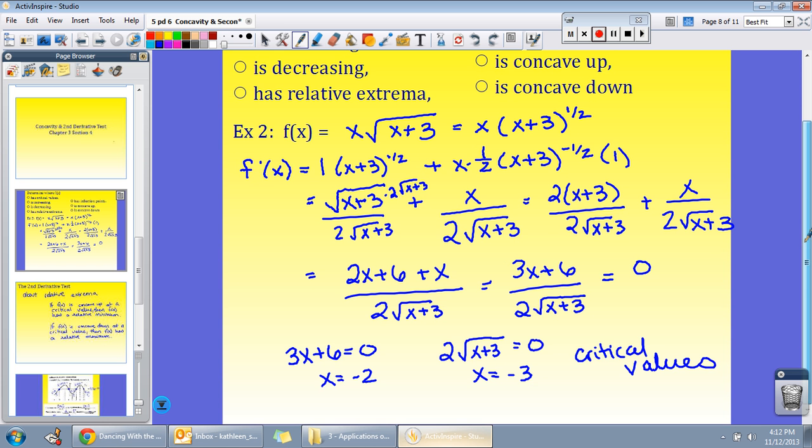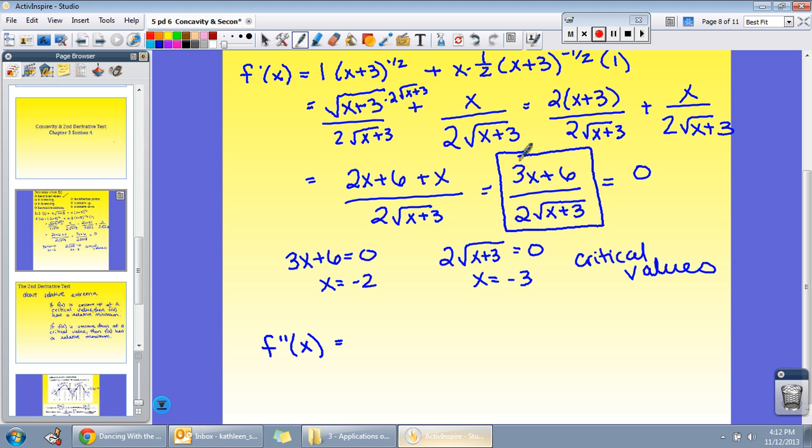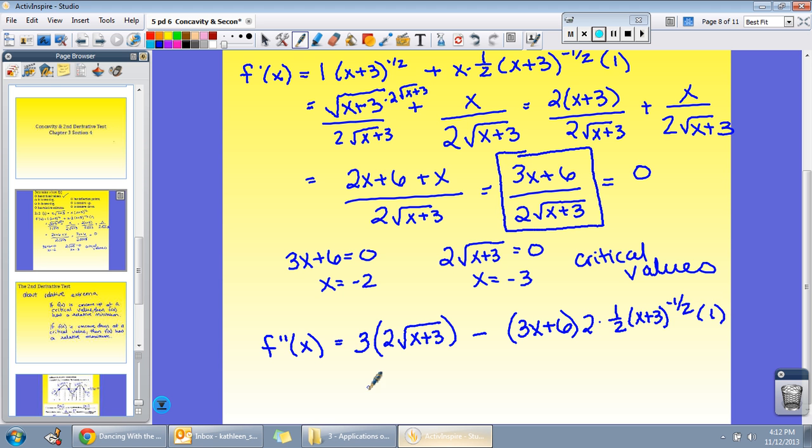The next thing I'm going to do is find inflection points. To find a point of inflection, we need to take the derivative of the derivative, or the second derivative. We use our common denominator fraction and use the derivative rule when we have a quotient. So we're going to use quotient rule. The derivative of the numerator is just 3 times 2 square root of x plus 3 minus 3x plus 6 times 2 times 1/2 x plus 3 to the negative 1/2 times 1, all over 2 square root of x plus 3 squared.